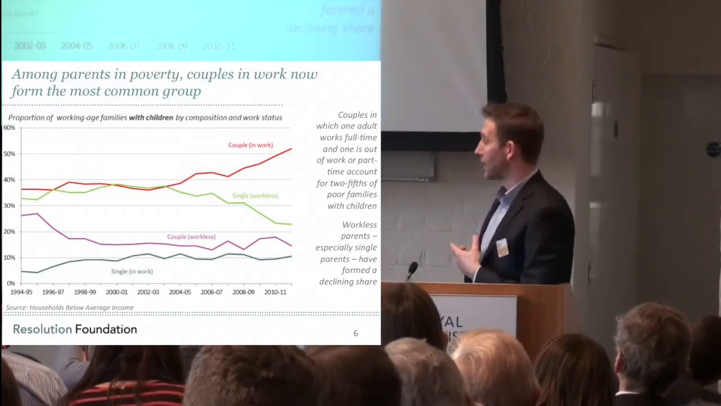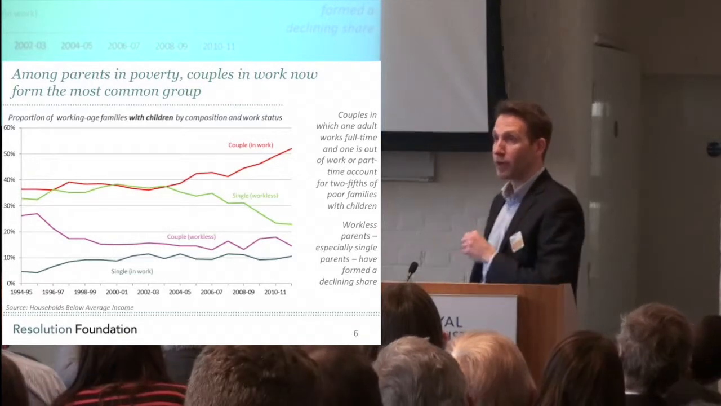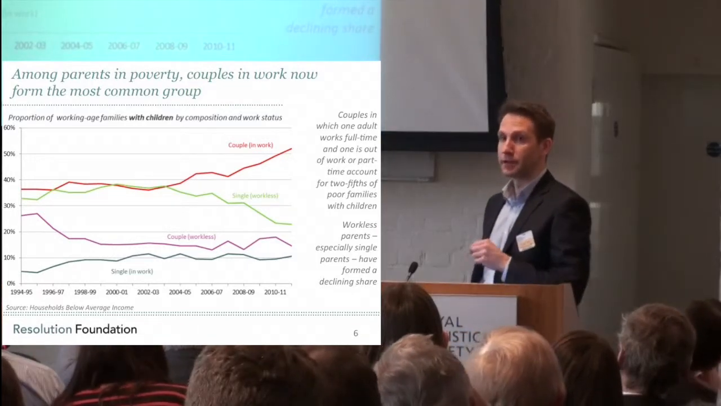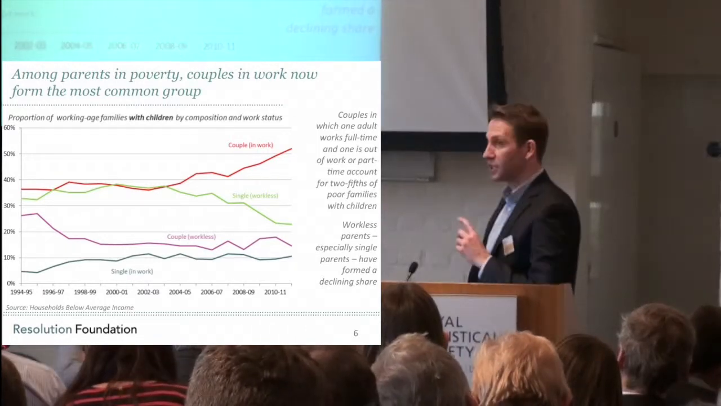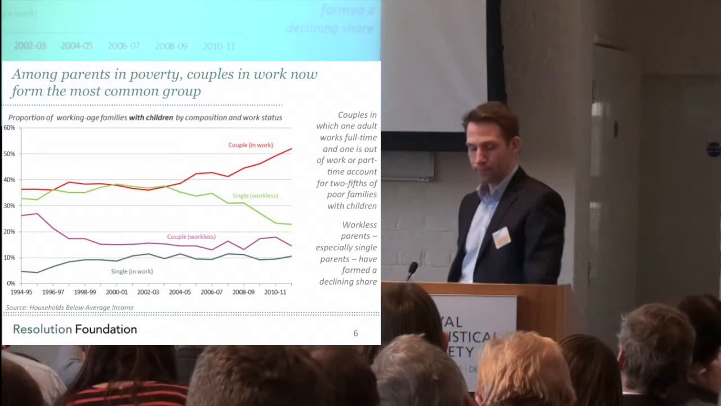And actually, I've not broken it down here because you end up with too many lines, but what's really driving this is single earner couples. So the traditional breadwinner model, if you like, is really driving that shift in composition of poverty within that group.